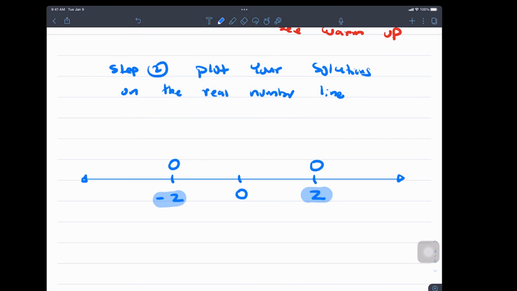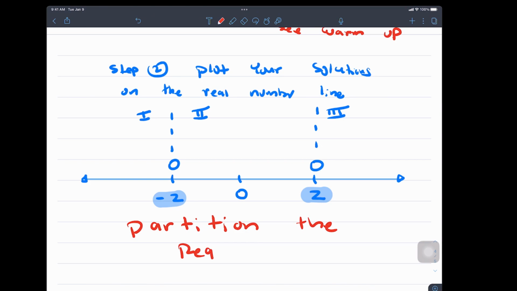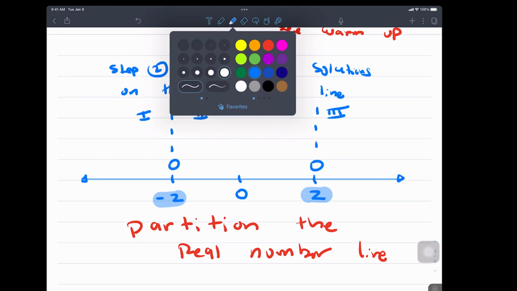Now, there's more to the story. Those solutions are important. They partition the real number line into 3 regions. So I want you guys to notice this. There's now a what? This is called a what? A partition. Partition the what? Real number line. And now you have how many regions?